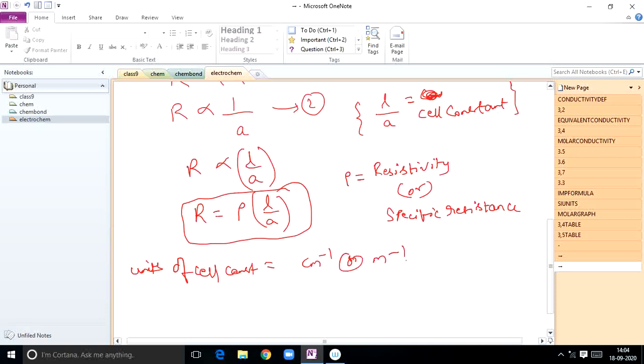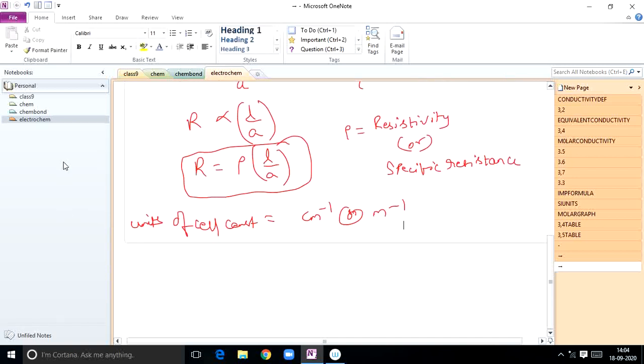And what are the units of resistance here? Ohm. SI unit of resistance is ohm, and this resistance can be measured by using a Wheatstone bridge. Later we will calculate how to do that. So resistance of a conductor can be measured by using a Wheatstone bridge.